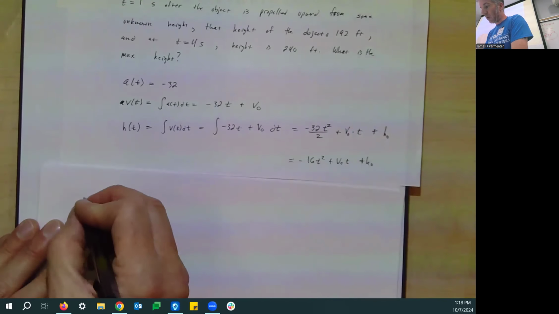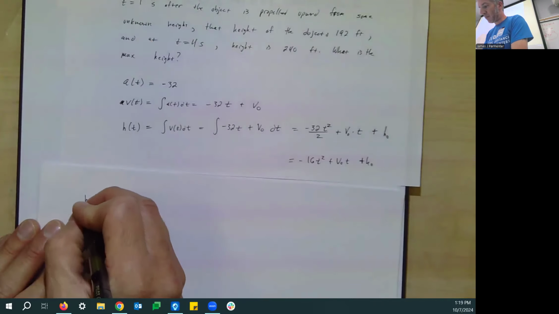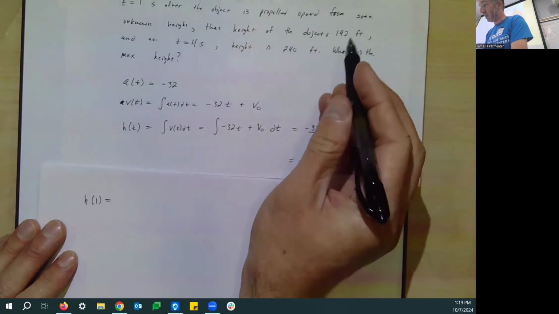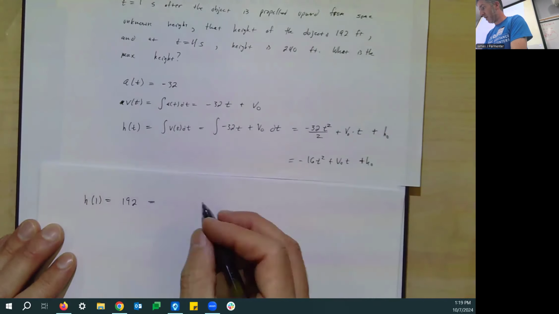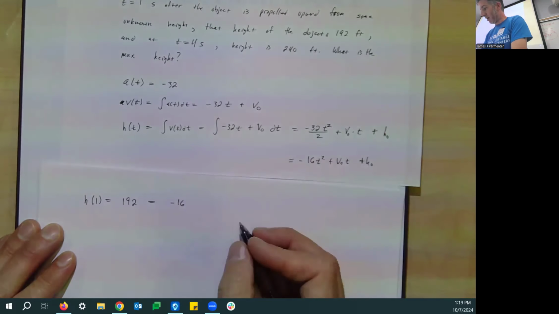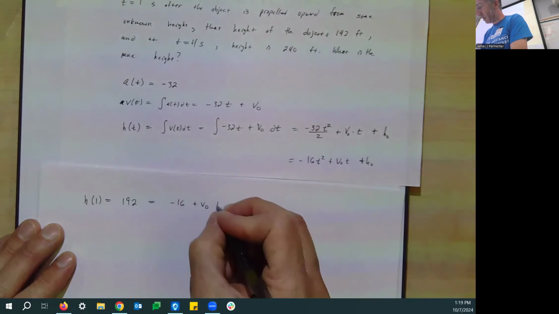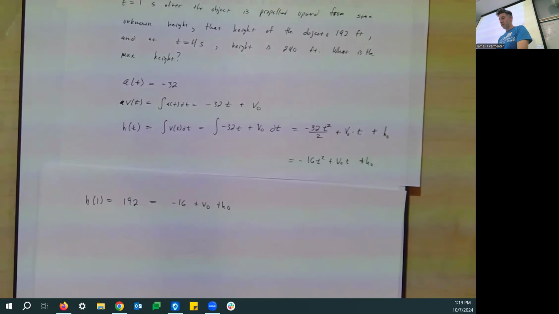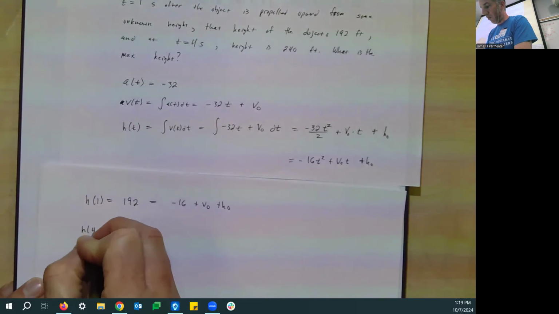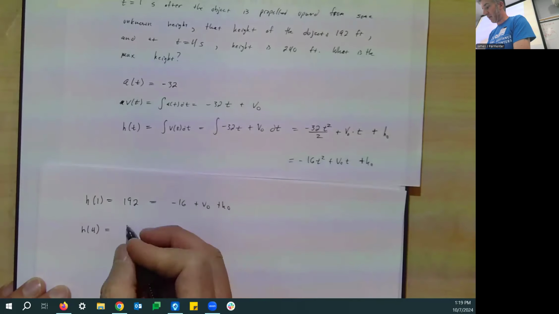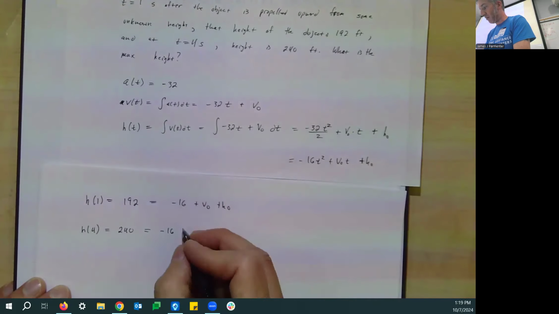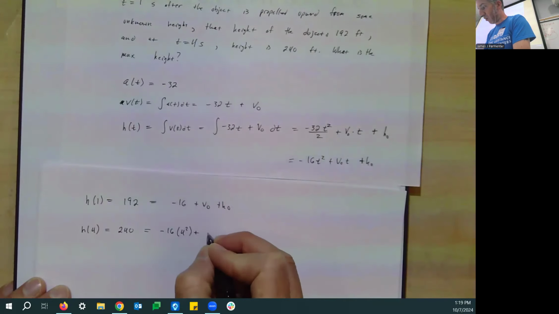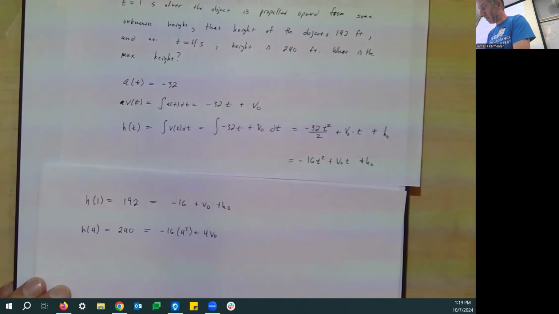Okay, so we know that h of 1 is going to equal, what did I say, 192 feet. And I'm going to actually plug in the 1 to my function here and say, oh, that's going to be negative 16 times 1 squared plus v naught times 1 plus h naught. So 192 equals negative 16 plus v naught plus h naught. And similarly, I'm going to plug in 4, and that's going to get me a height of 240 feet. And that's going to be negative 16 times 4 squared plus 4 times v naught plus h naught.